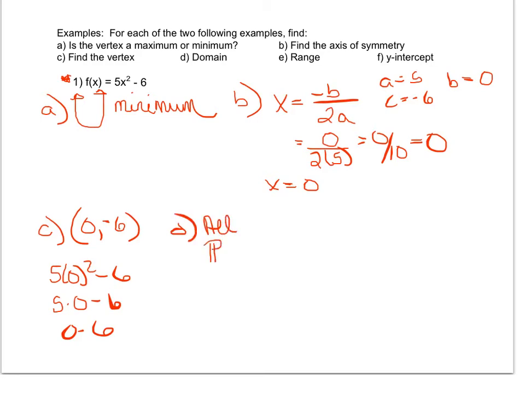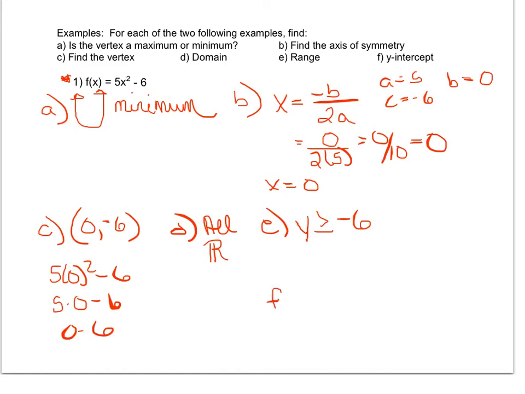For quadratics, the domain is all real numbers, A, B, C, D, E. My range: I've already looked at a sketch of my parabola. I know it opens up. Since it's opening up and this is a minimum value, all my y values have to be bigger than this minimum value. So for my range, all my y values are greater than or equal to the y value that occurs in my vertex, so -6.